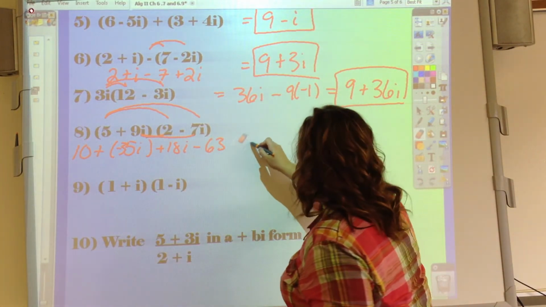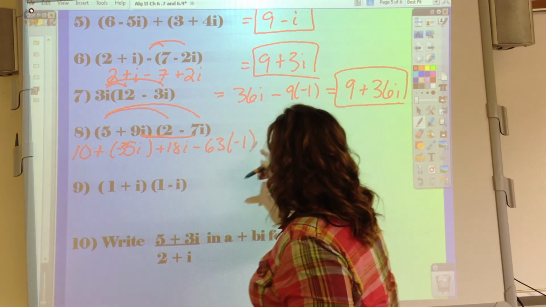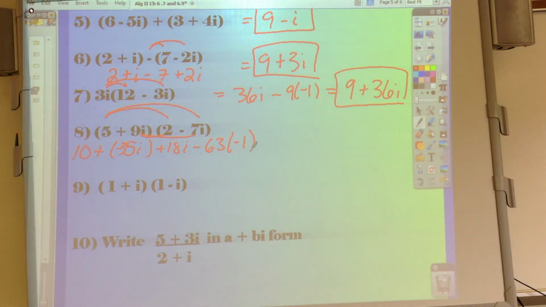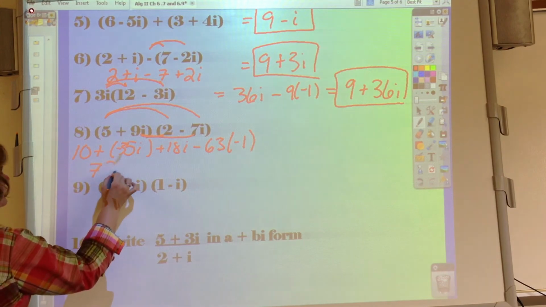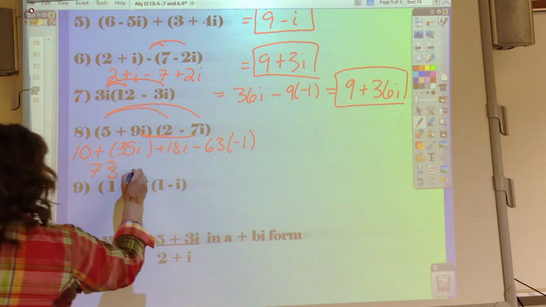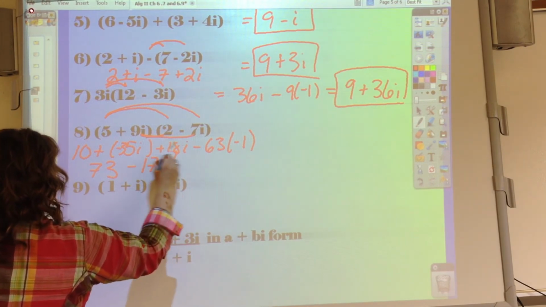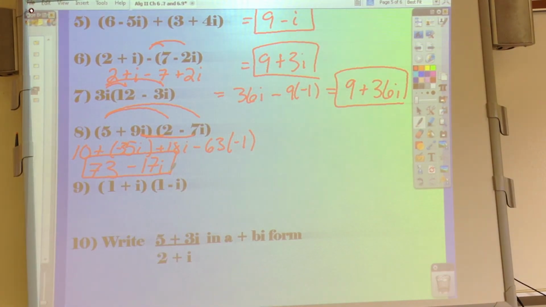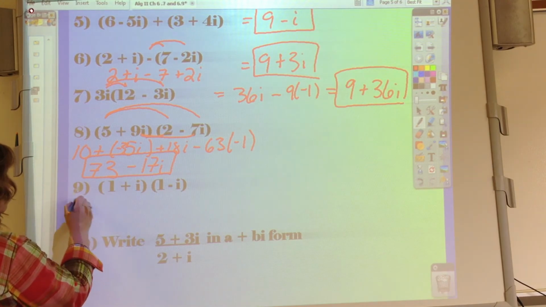My i squared does indeed become negative 1. And so here a negative times a negative becomes a positive. And 63 plus 10 is definitely 73. A negative 35i plus 18i is, I want to say 17i. I'm sorry, a negative 17i. And now again, I am in real plus imaginary form, where my real portion is 73 and my imaginary portion is negative 17. Let's try number 9 on your own.